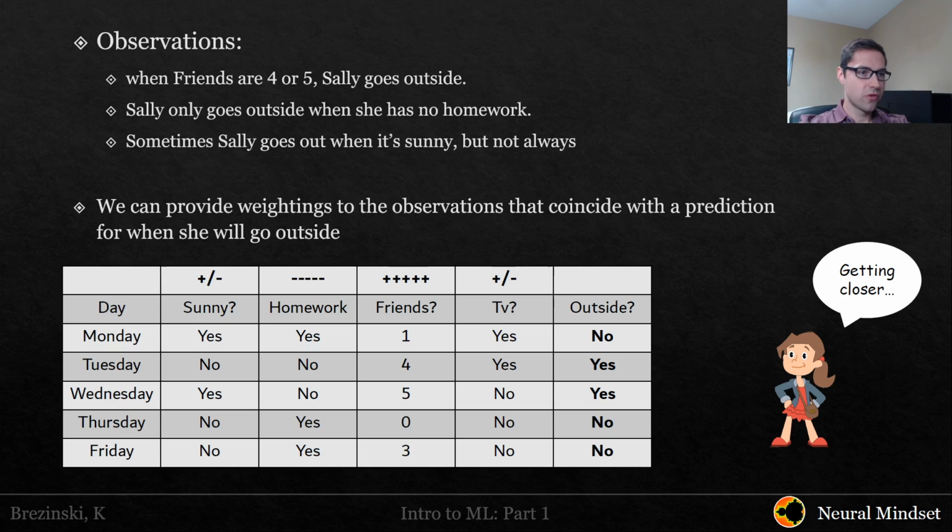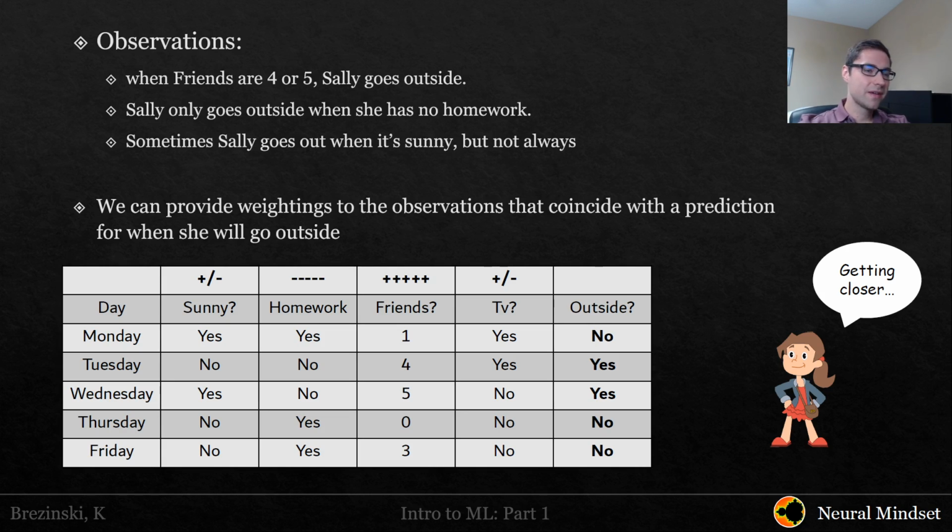Homework, additionally, we've sort of established that there potentially could be a very large impact of homework. So we're going to give a large negative weighting to homework, meaning when she does have homework, which would be the Monday, Thursday, and Friday, it's sort of the big factor. So we'll assign it 5 negatives quickly.